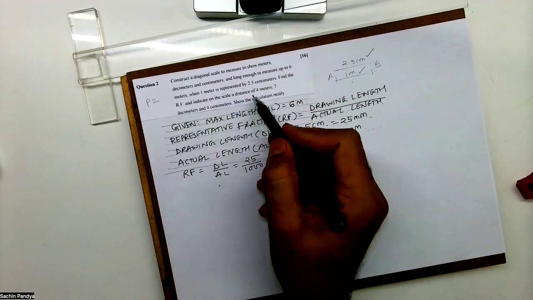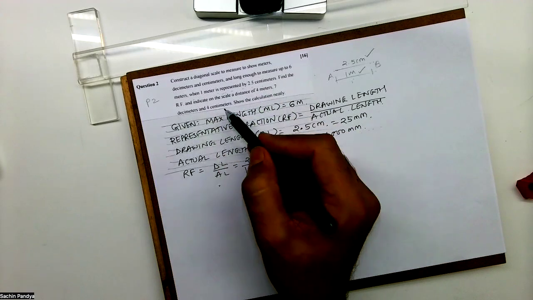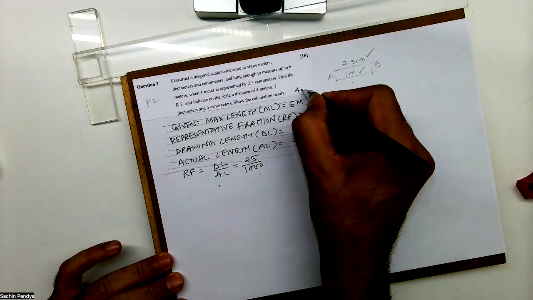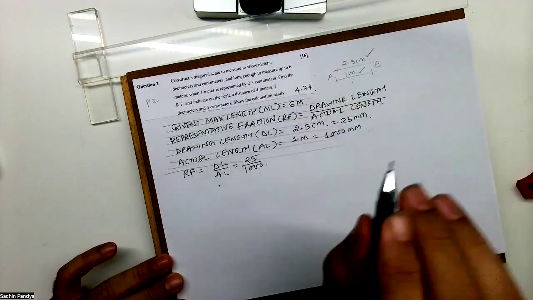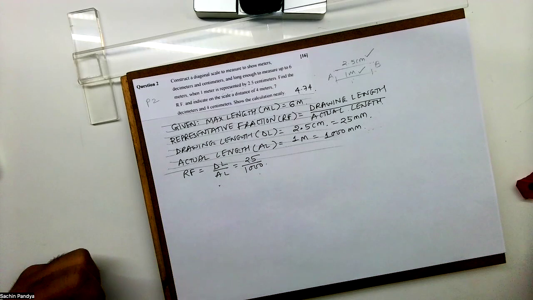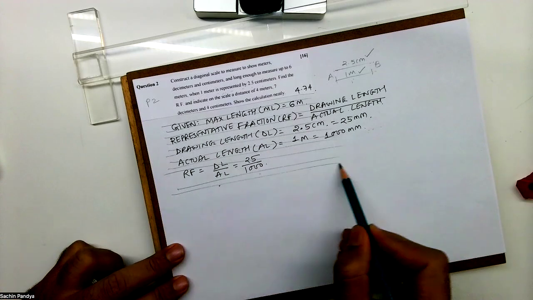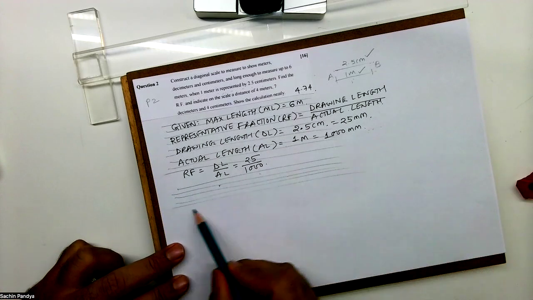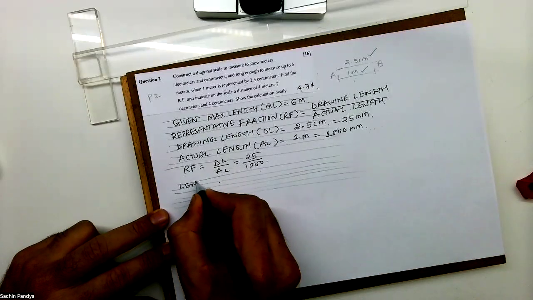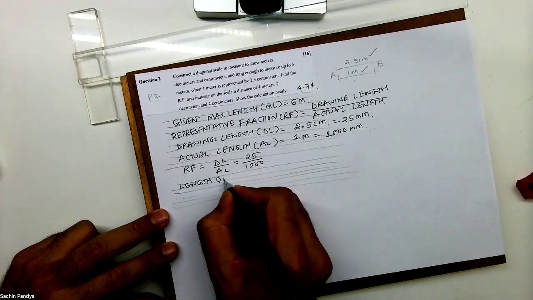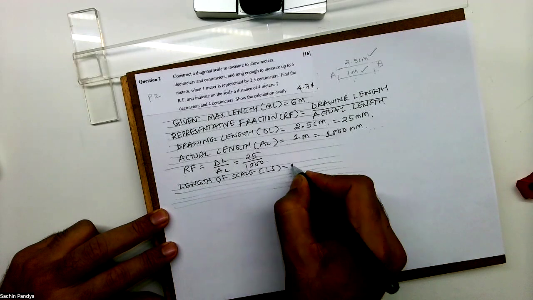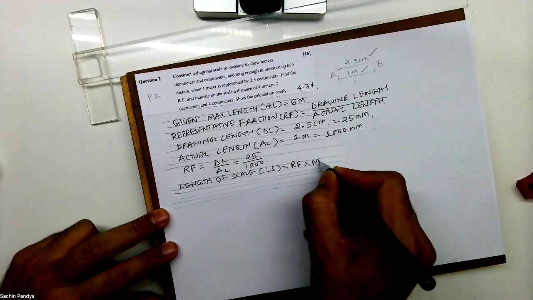What I need to do? Find RF. So that is done. Indicate on the scale a distance of 4 meters, 7 decimeter, and 4 centimeter. So in fact, they want us to mark 4.74. So that we will mark. Okay. So again we'll draw guideline. In our right, length of scale. Length of scale is equal to RF into maximum length.